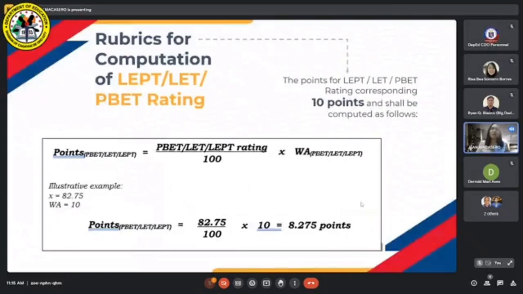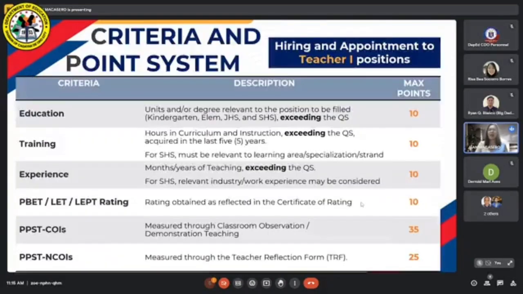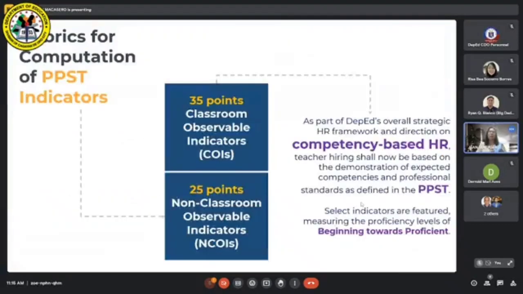Now, it was already mentioned and explained by Dr. Derold the computation of your LET or PBET. So you can see there. Next. Now, what are the rubrics for the 35 points for the classroom observation indicators as well as the non-classroom observable indicators?